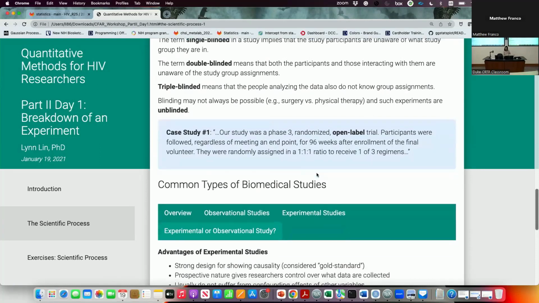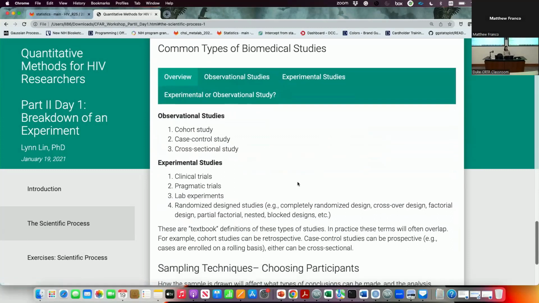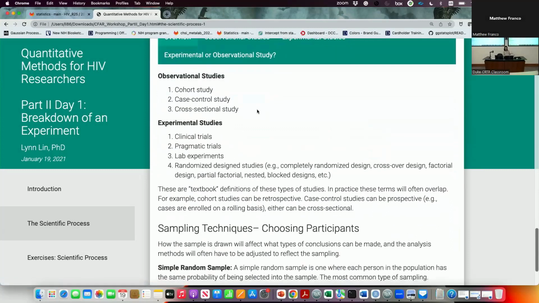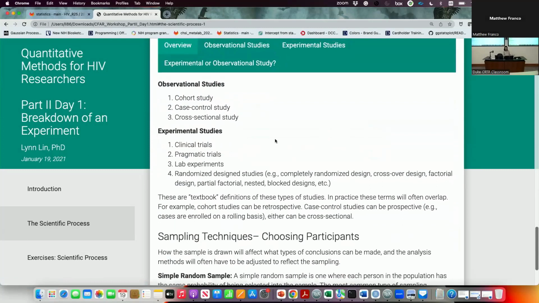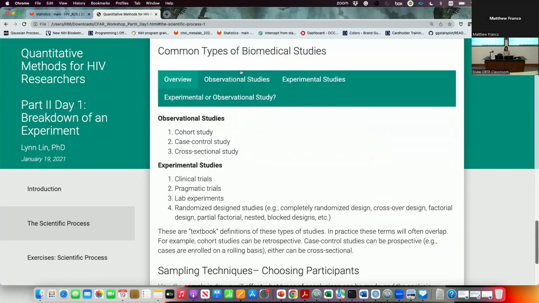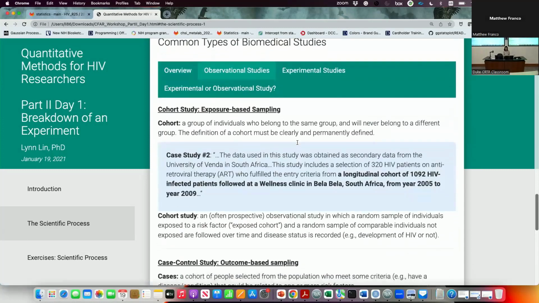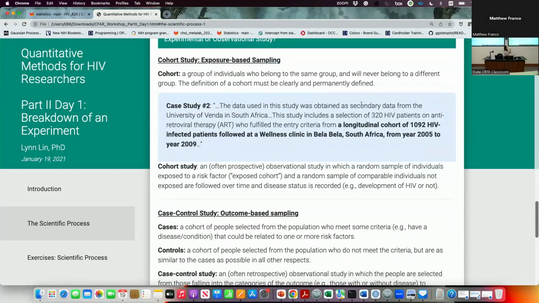Okay, so the common types of biomedical studies. You've probably heard of cohort study, case control study, cross-sectional studies, and under the experimental studies, there are clinical trials. This is the most famous type of study. So let's go to the cohort study. The cohort study means exposure-based sampling. So you have a cohort. What cohort means is a group of people that fall into a certain criteria.